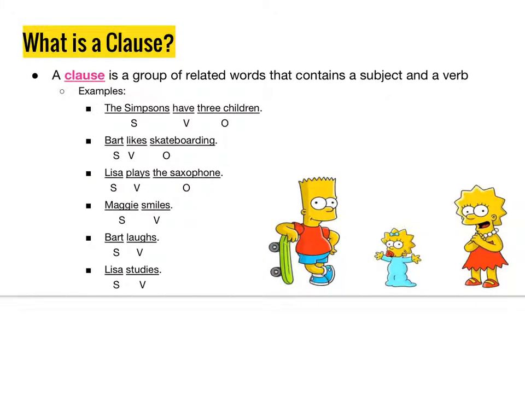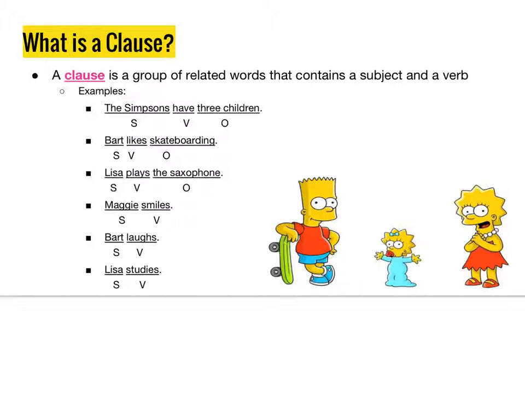The first thing you will need to know is that a clause is a group of related words with a subject and a verb. The following sentences are examples of clauses. In the sentence, Bart likes skateboarding, the clause has a subject, Bart, a verb, likes, and an object, skateboarding. As you can see, this clause and all of the other clauses have a subject and a verb, but not all of them have an object.